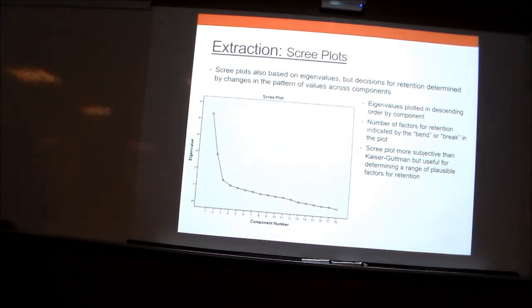So we're still basing this on eigenvalues, but the idea behind the scree plot is we look for changes in the pattern. We're looking for some bend or break that suggests that once we hit this point, after that, we're just picking up scraps, getting crumbs and random variability that's not necessarily meaningful. So here we've got eigenvalues plotted in descending order, determining the number of factors by the bend or the break. Trent, how many factors should I extract based on this scree plot?